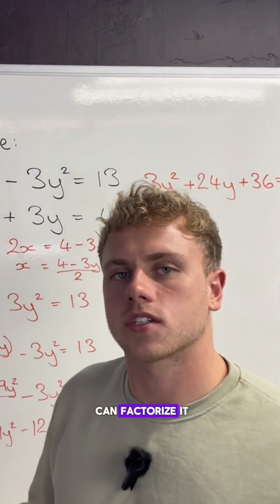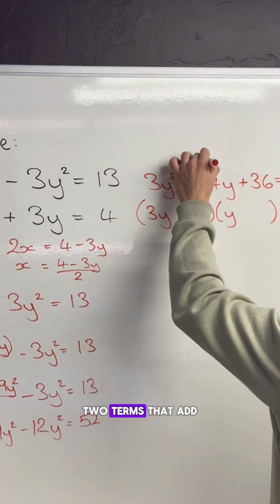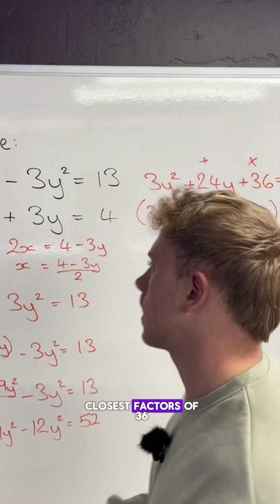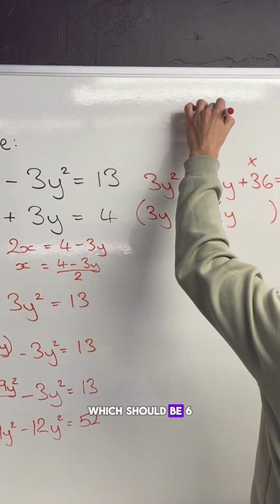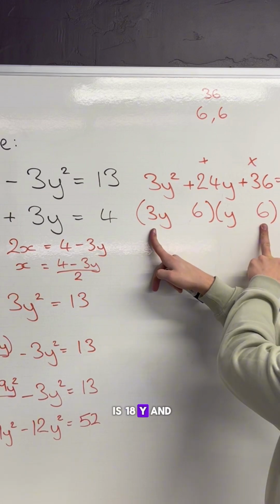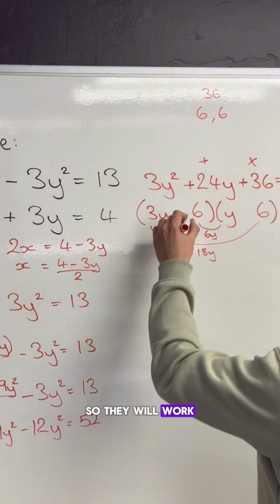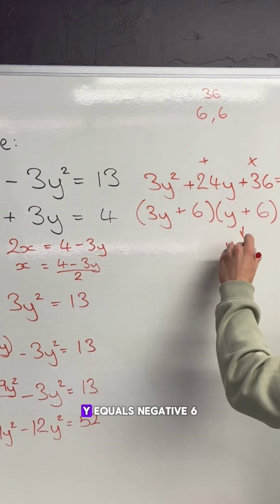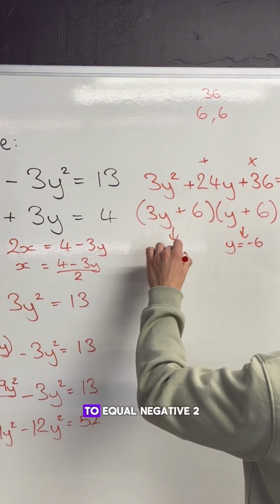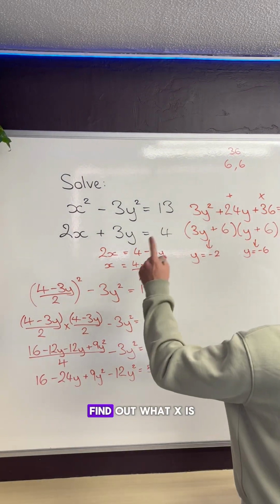Now I'm there, I can factorize it. So I'm going to have 3y and y, two terms that add to make 24 but multiply to make 36. It's normally the two closest factors of 36, which would be 6 and 6. So let's try those out. 3y times 6 is 18y, and 6 times y is 6y. They do add up to make 24, so they will work. So my two solutions, y equals negative 6, 3y plus 6 equals 0, so y would have to equal negative 2. Now to finish off, sub those in to find out what x is.